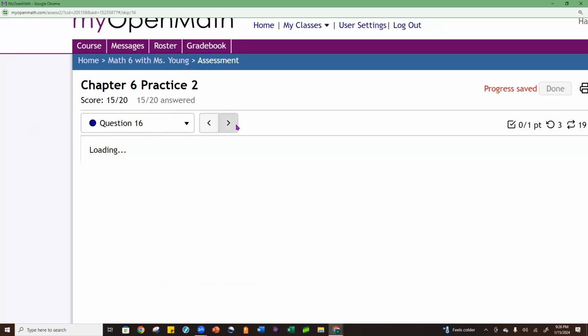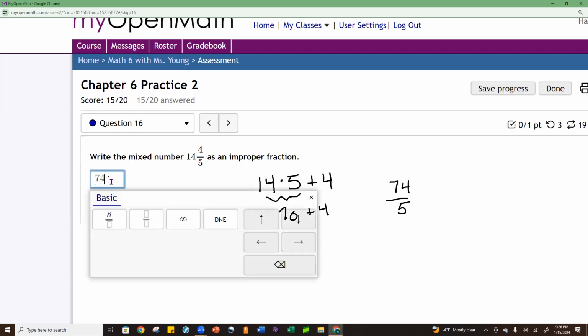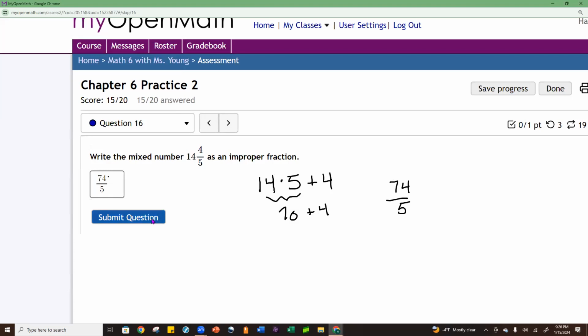Okay, going on. This one, to write it as an improper fraction, we actually did this when we were multiplying. We have 14 times 5 plus the 4 is our numerator. 14 times 5 is 70 plus 4 gets us 74. So 74/5. And that is our answer.